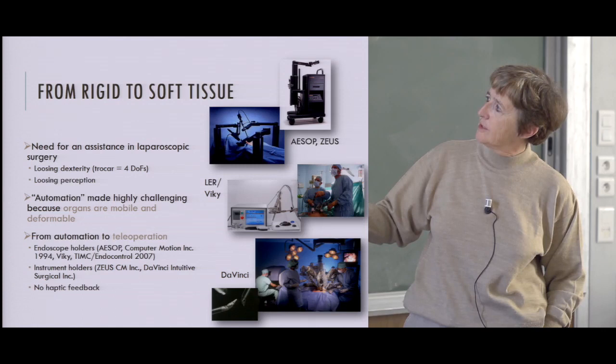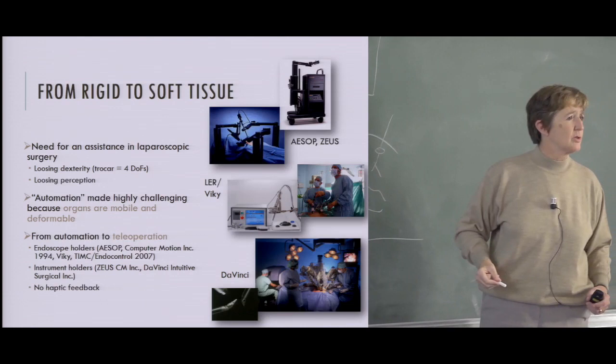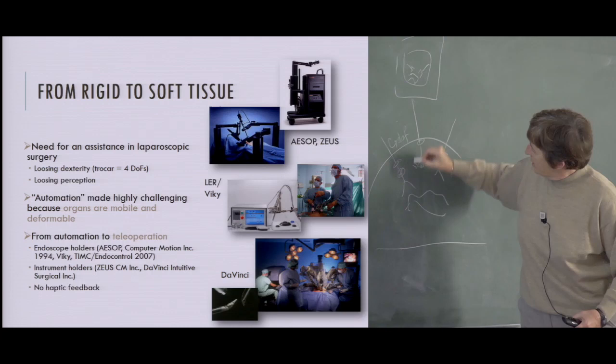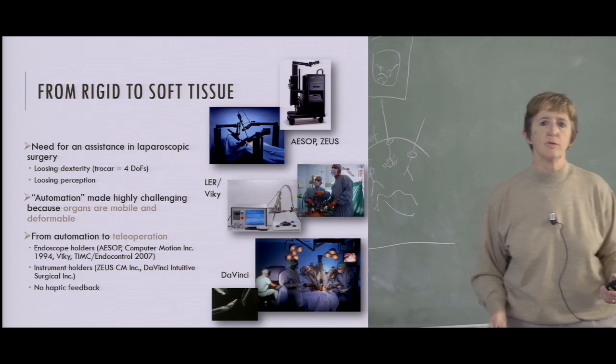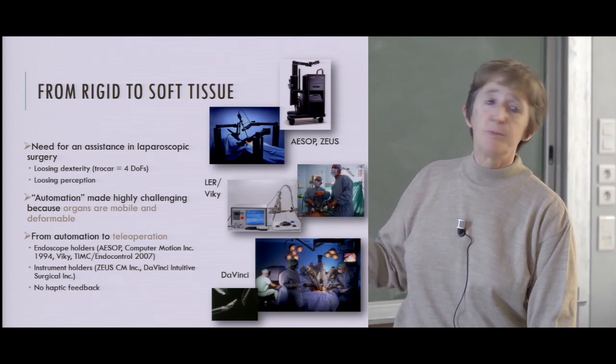And what is also very important in this system is that you see the instrument like that, they are articulated inside the patient. So here you had only 4 degrees of freedom, and with that you get the two that you have naturally with open surgery. So you get some dexterity again. Okay, so that's the state of the art. Many hospitals worldwide have system like that.